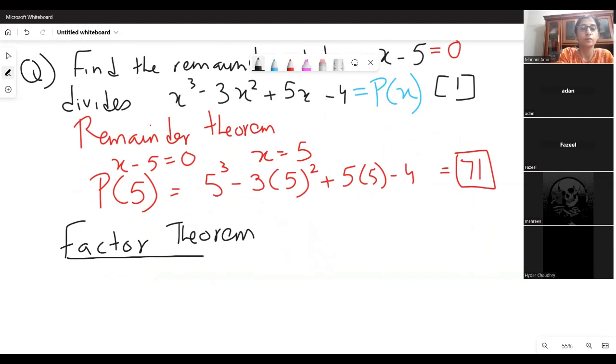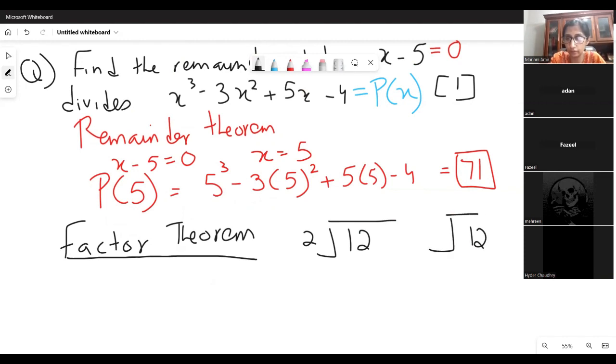Okay. Factor theorem में if... this is not directly related to factor theorem, but वैसे side discussion कर रहे हैं. If we divide 12 with 2, and if we divide 12 with 5, so 2 is a factor of 12. So you won't get a remainder. Remainder will be 0. And since 5 is not a factor of 12, this time you'll get a remainder.